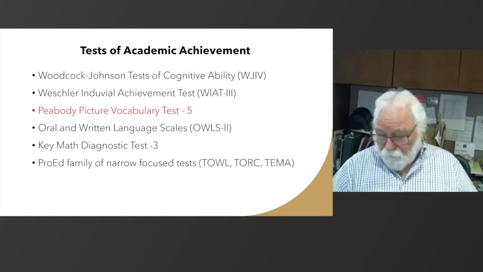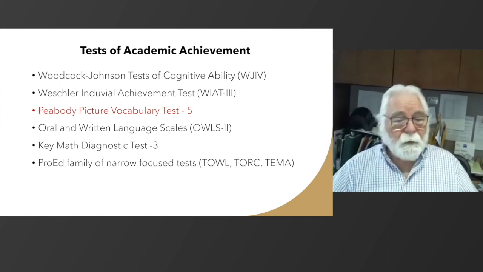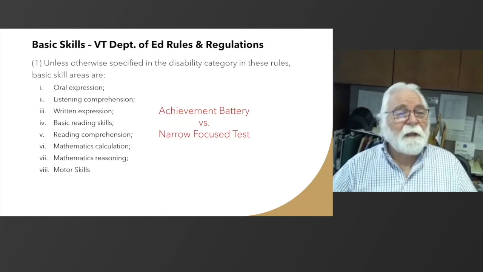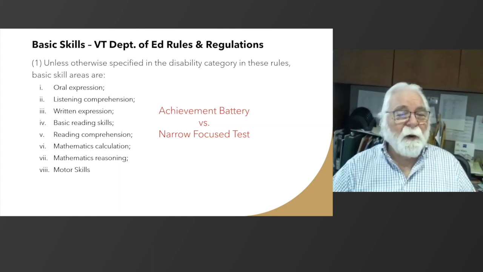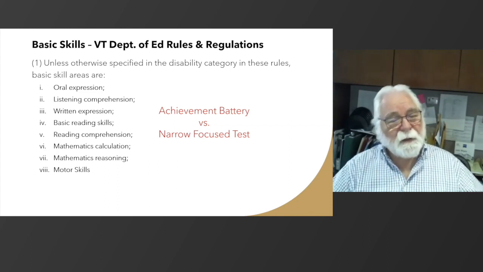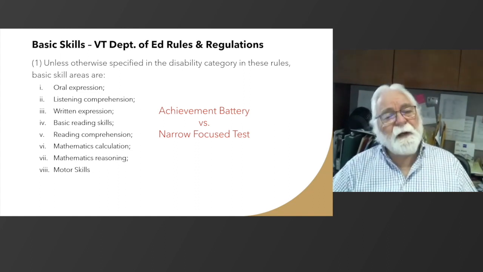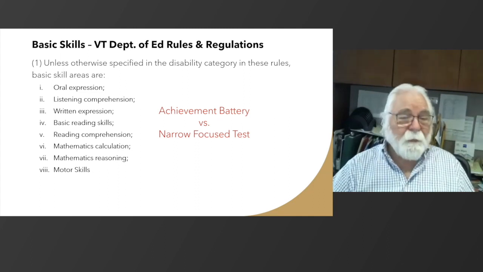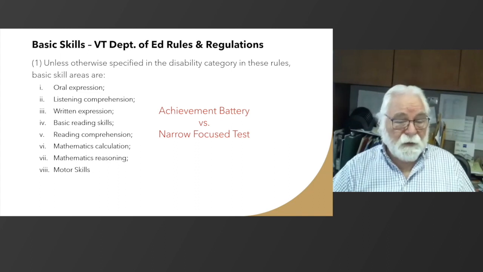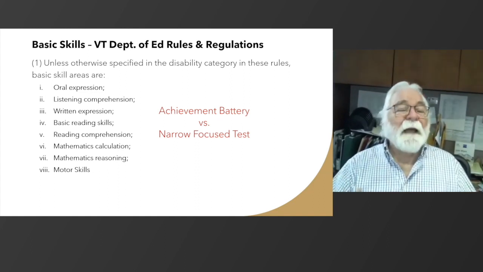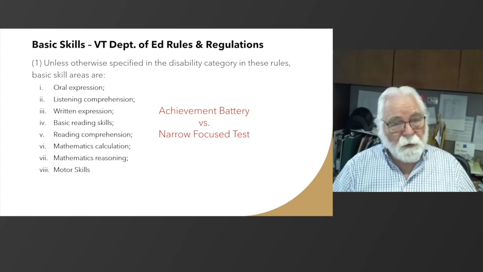All right, so let's go to the next one. Just mention the difference between an achievement battery and a narrow focus test. Achievement batteries are things like the Woodcock-Johnson Tests of Achievement, the Wechsler Individual Achievement Test, and the Kaufman. They measure all of the basic skills, so that's convenient. Depending on the test, you can be fairly confident that all the tests within that battery have high reliability and validity. So it makes your job a little easier.